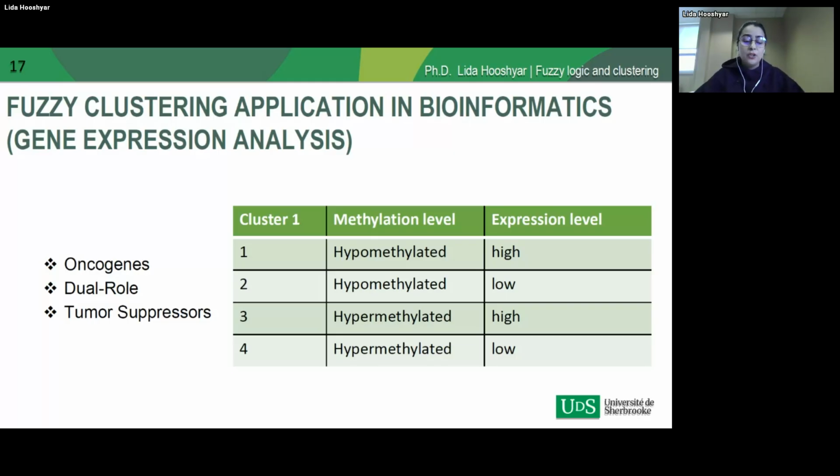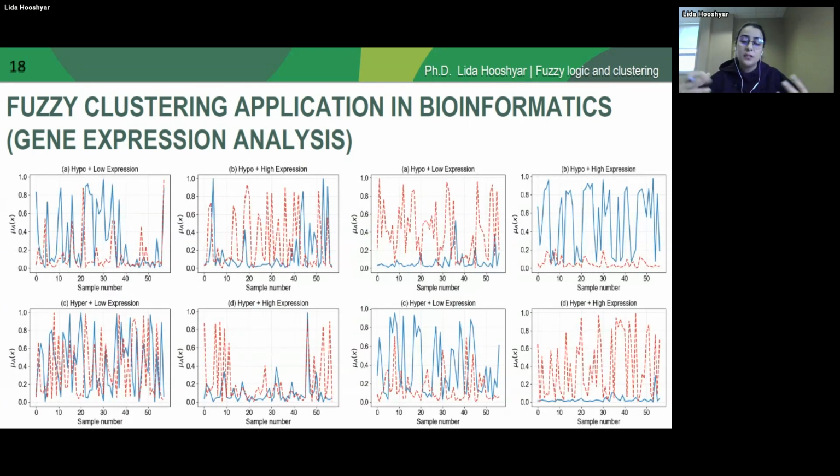So I have introduced 4 clusters according to the methylation level and expression level of the genes. Because I didn't want to increase the computational part of the work, I have limited this to low and high. However, a medium expression level could be added. And by these two features, these genes are clustered and their membership degrees are achieved.